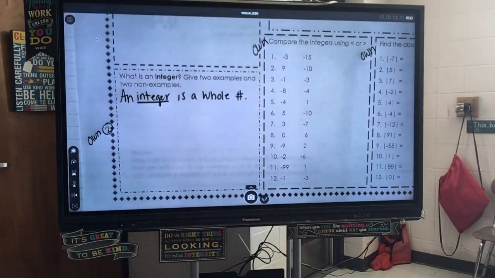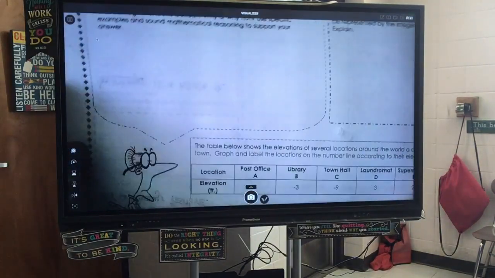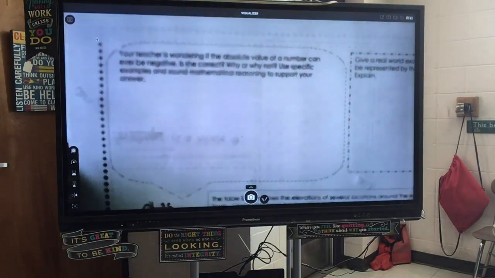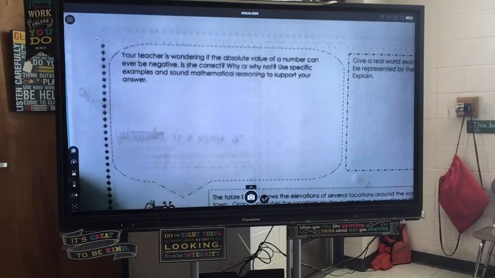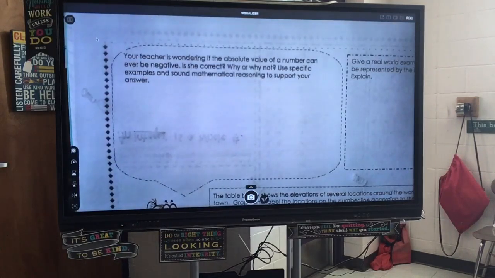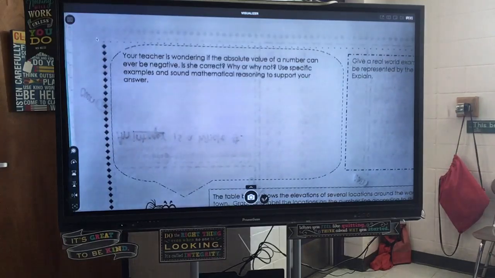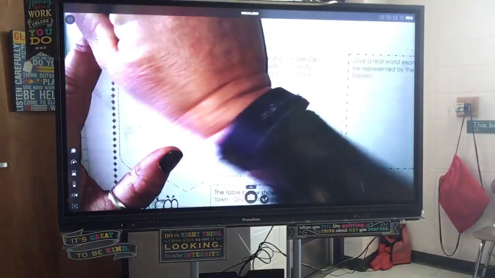Flip your paper over. Alright, so this part says your teacher is wondering if the absolute value of a number can ever be negative. Is she correct? Why or why not? Use specific examples and sound mathematical reasoning to support your answer. So you're not just going to say yes because I said so, or no because I said so. Think about the words absolute value. Think about the words distance. Think about all the things we talked about, right? Okay, so you and your partner are doing that one on your own.